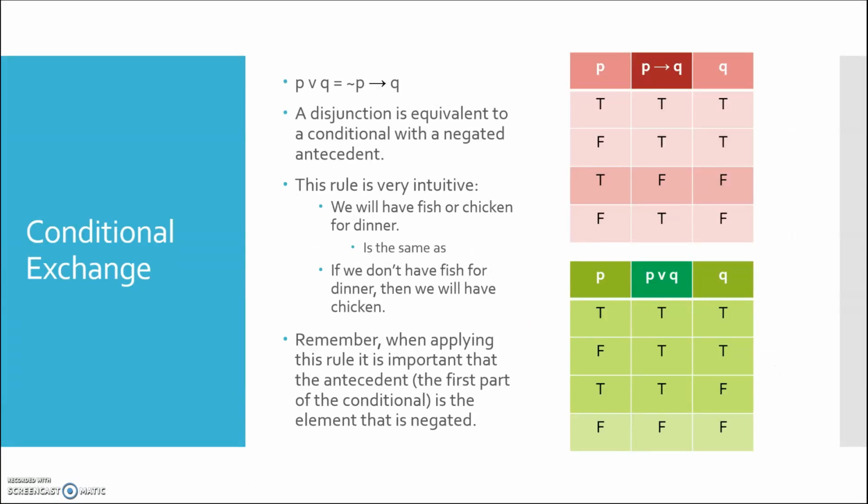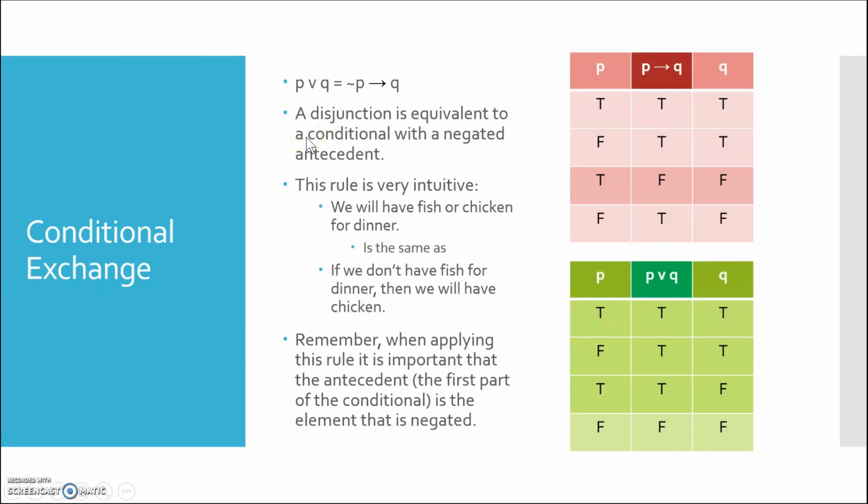The next property we're looking at is the conditional exchange. This rule is especially important because it allows us to move from an or statement to a conditional, or to move from a conditional to an or statement. And the conditional exchange says a disjunction is equivalent to a conditional with a negated antecedent. And again, the antecedent of a conditional is the thing that comes before the arrow, the if part of the if-then statement.